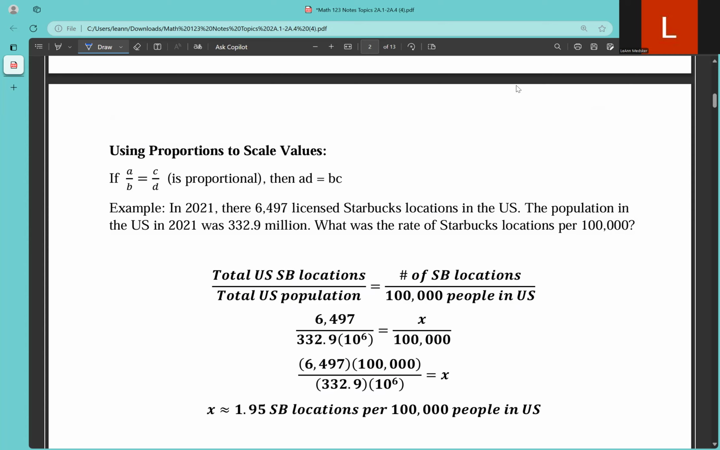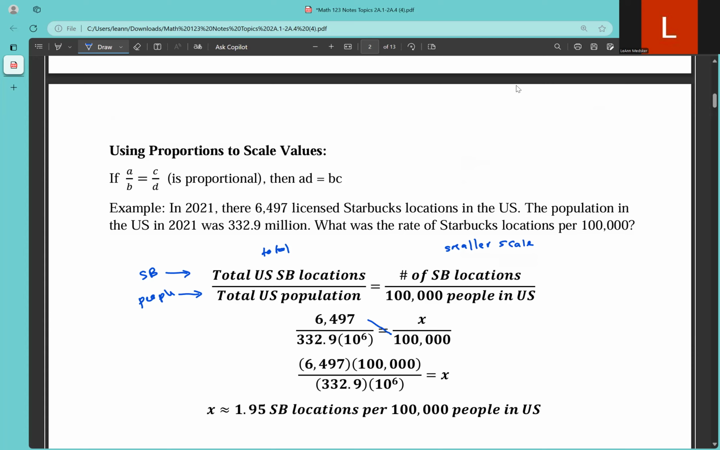So notice I've labeled my spots. This is total US Starbucks locations, total US population. So these are the total numbers for the whole United States. Then we know we want to do just 100,000 people in the US. So notice that's on the same row as the population for total population, because this is people. And this row up here is Starbucks. Okay. And this is total population. And this is for a smaller scale. Okay. So notice I've set everything up. So I've got my 6,497 over the population of the whole US equals how many Starbucks over just 100,000.